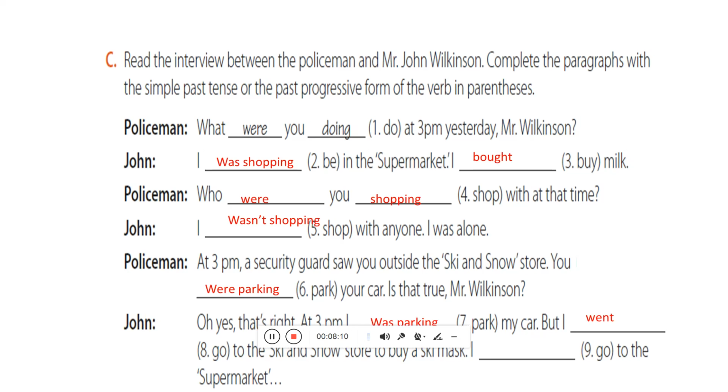I was shopping in the supermarket. I bought milk. Who were you shopping with at that time? I wasn't shopping with anyone. I was alone. At 3 p.m., a security guard saw you outside the ski and snow store. You were parking your car. Is that true, Mr. Wilkinson? Oh yeah, that's right. So as you can see, the past progressive describes something that was going on and then was interrupted by a short action.